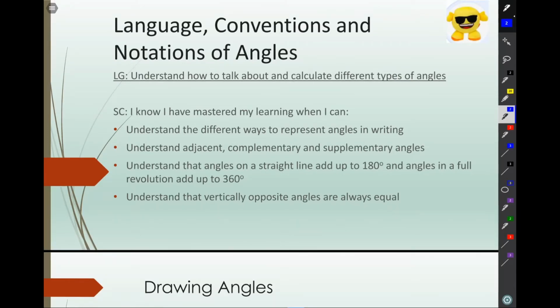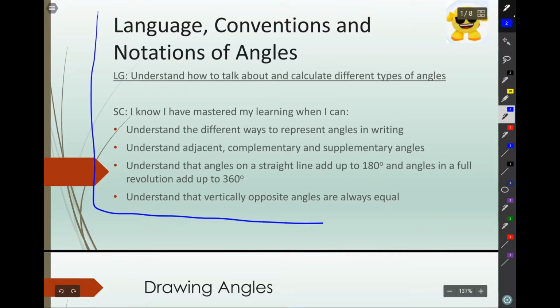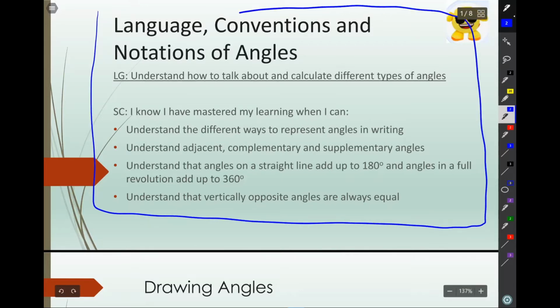We're starting a new unit today, all about something called reasoning in geometry. And these first three lessons that we're going to do in this unit are going to look a little bit different to what you're used to. Everything we're going to do for the next three videos falls under this title, learning goal and success criteria.